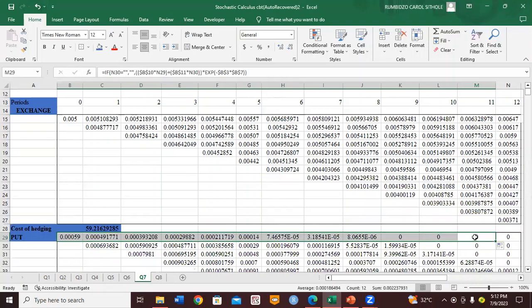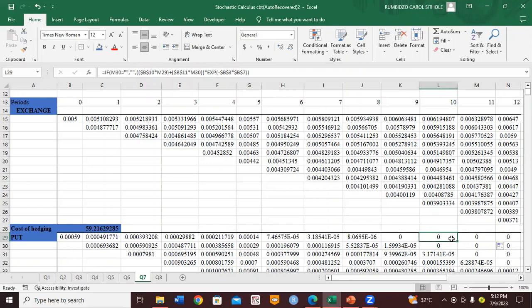So to calculate respectively, again, you double click here, you double click here, you double click here. And then the figure that you will get here, since this is going to be the put price, the cost of hedging is going to be the 100,000 multiplied by this. Then this is the figure that you are going to get.